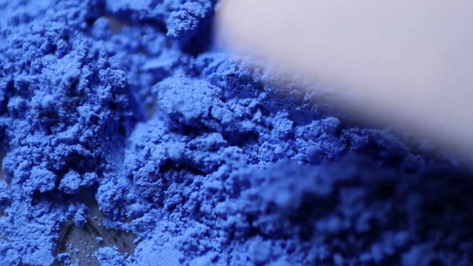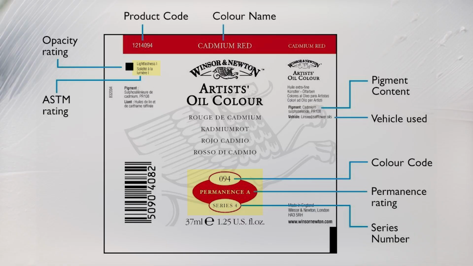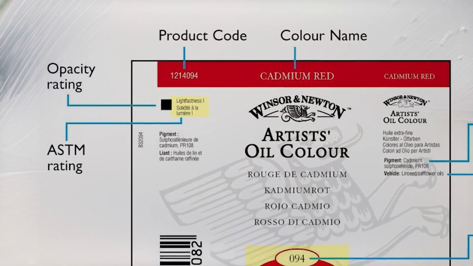A very important property to check on the label is permanency or light fastness. Some pigments may fade away or change over time. To ensure that your paintings remain the same, you should check the light fastness.